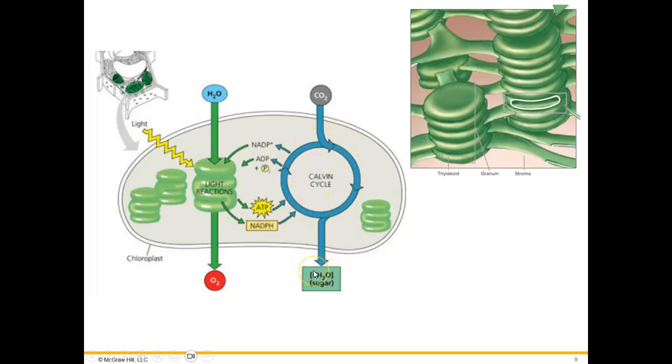That NADPH is needed, along with ATP, to feed into the Calvin cycle in the stroma and produce the sugars. So our NADPH and our ATP are going to combine with the CO2 from the atmosphere in the stroma. This is the light-independent part of our reactions because no light is needed for this part to take place. And that's what's going to produce our sugars at the end of photosynthesis.